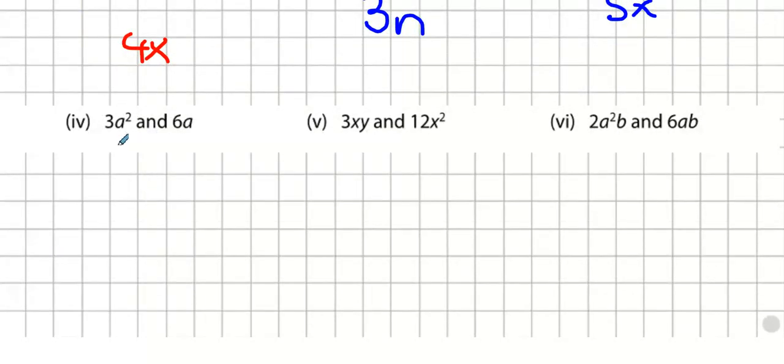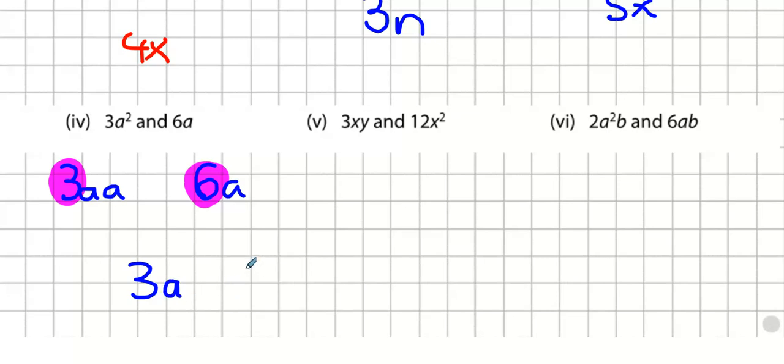Does everybody see 3a squared? You know what that means? It means 3a multiplied by another a, and 6a. Now, here's the deal. What's the largest number that can divide into 3 and 6? Everybody's saying it's 3, are you? Okay. How many letters do they have in common? What letter do they have in common? A. I can only take out one a.